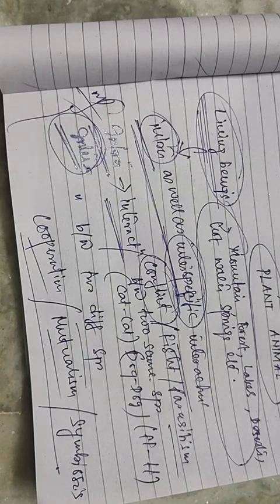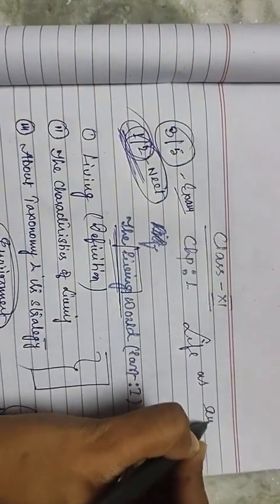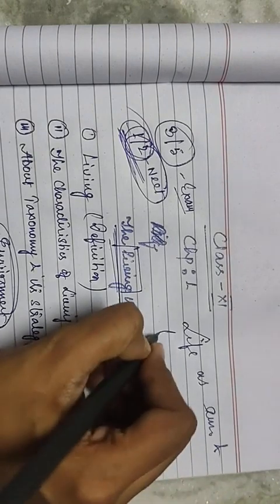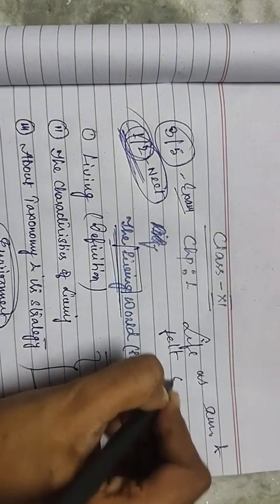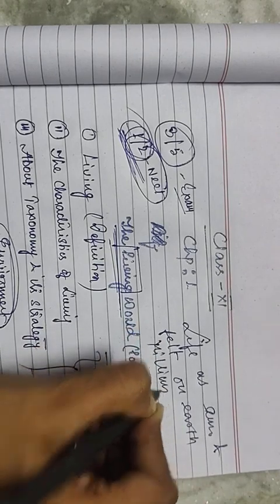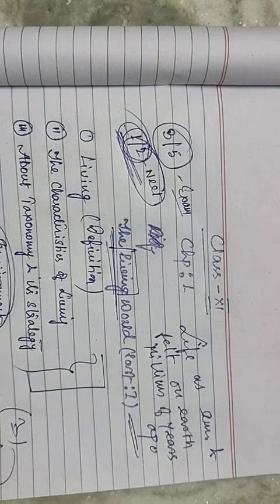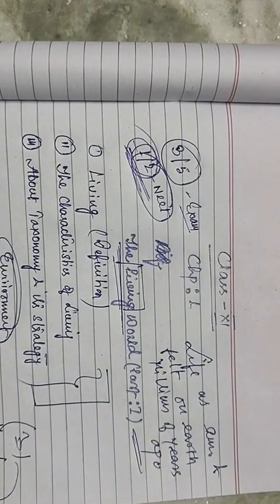And life as seen and felt on earth millions of years ago. Please remember this thing. It's not like that life arose on earth today. So life is seen and felt on earth millions of years ago.